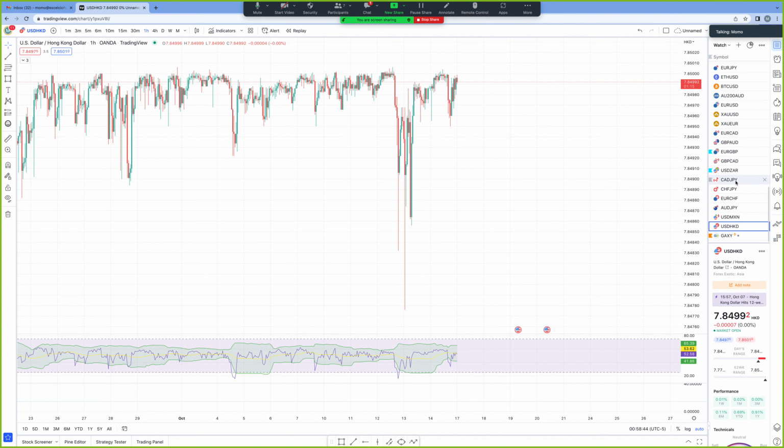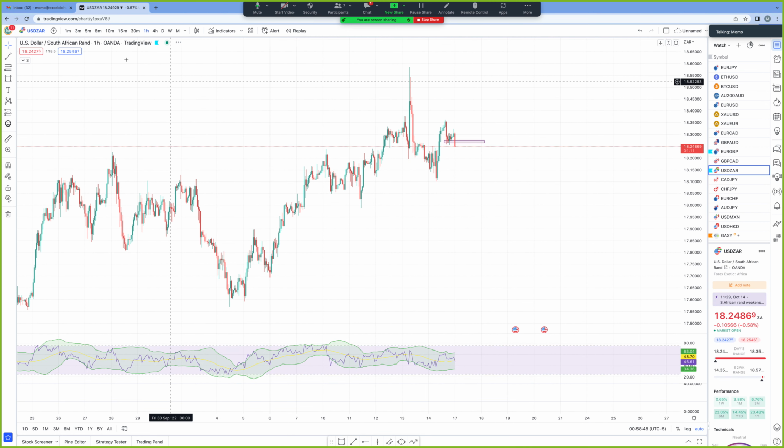USD HKD, this is the weirdest pair. We don't even need to analyze that. This does weird stuff.